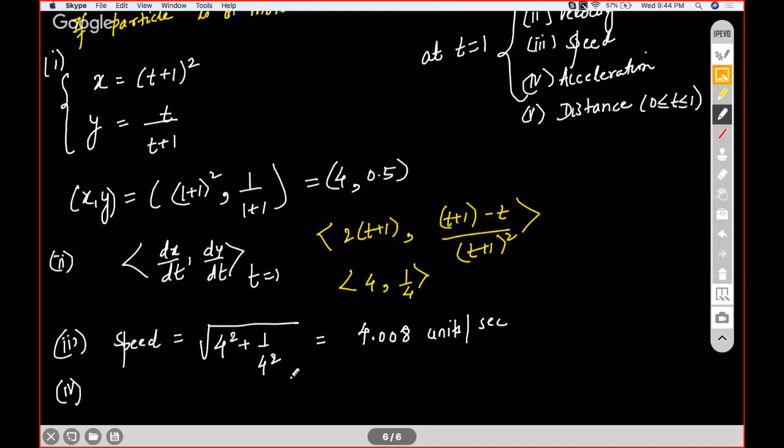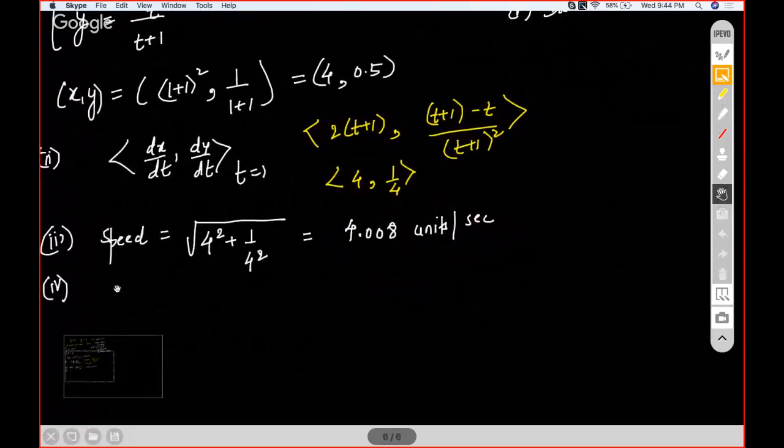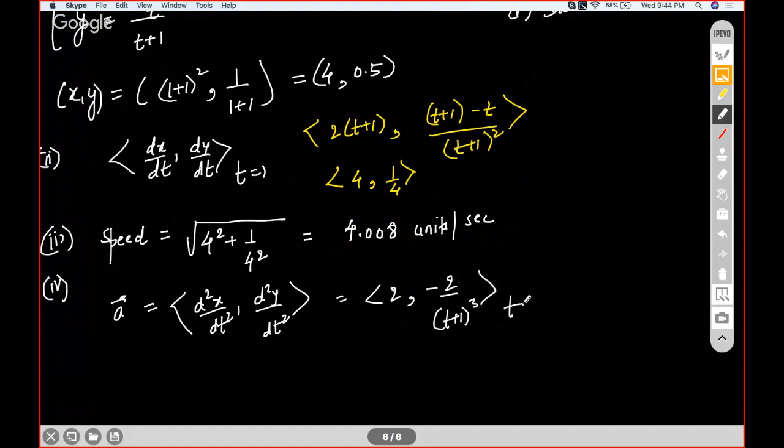Done? So 2 comma minus 1 by 4. Absolutely correct. So acceleration would be nothing but double derivative of x with respect to t, double derivative of y with respect to t. Correct? So the double derivative of this term will be 2 itself. And here it will be minus 2 by (t plus 1) whole cube. And when you put t as 1 over here, you get 2 comma minus 1 by 4.